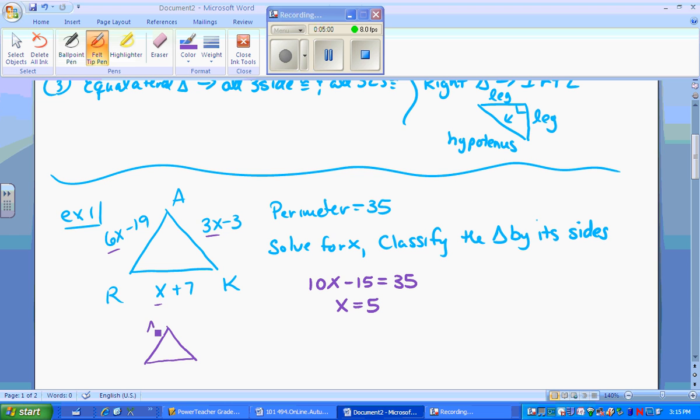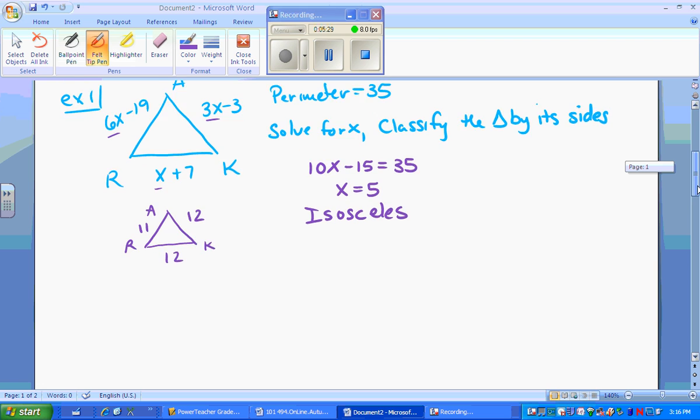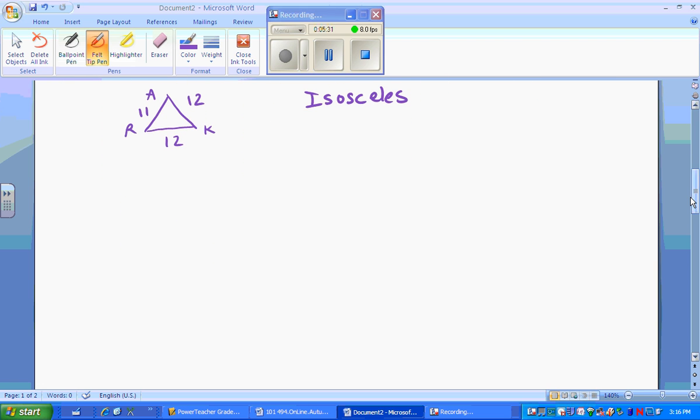Well, when I plug it in, here's A, here's R, here's K. When I plug it in here, I get the answer of 11. When I plug it in here, 12. Plug it in here, I get 12. So what type of triangle? It is the isosceles triangle. Can we classify this triangle by its angles? No, because we don't know anything about the angles. We're not given the angles, we're only given the side lengths.